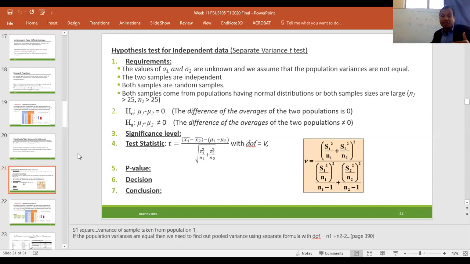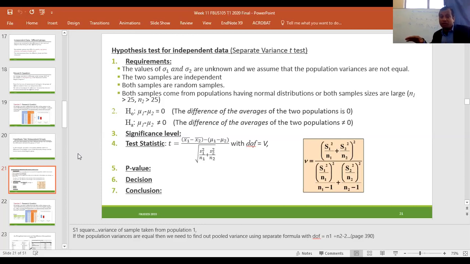Then step 3 is the significance level, either 5%, 0.05, or 1%, 0.01, those kinds of considerations. All the 7 steps are almost similar to the way we have done it for the single population. This is number 4, the t statistic. Since it is 2 populations or 2 samples, we have x1 bar for the mean of the first sample and x2 bar for the mean of the second sample. So x1 bar minus x2 bar, whole minus mu1 minus mu2. And you see mu1 minus mu2 is always 0 because you check your null hypothesis. It says that it's 0.